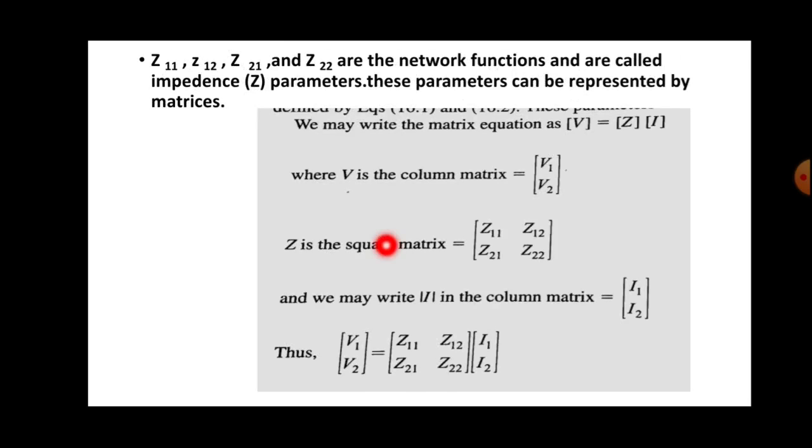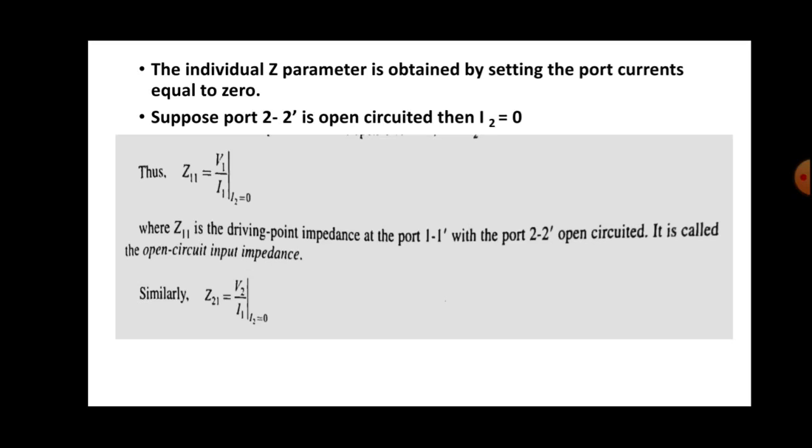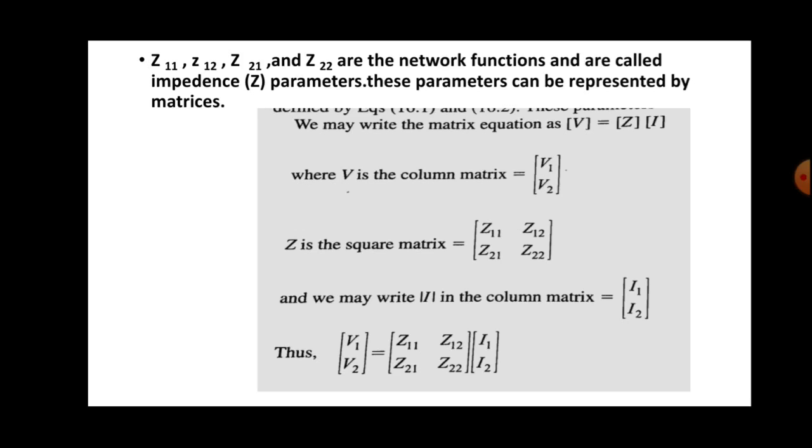So we can write the Z matrix, the voltage matrix or V matrix, and the current matrix in this form. The equation will become [V1; V2] equal to [Z11, Z12; Z21, Z22] times [I1; I2]. This is an important equation, and here these quantities represent the open circuit Z parameters or impedance parameters. The individual Z parameter is obtained by setting the port currents equal to 0. So here we have different parameters: Z11, Z12, Z21 and Z22.